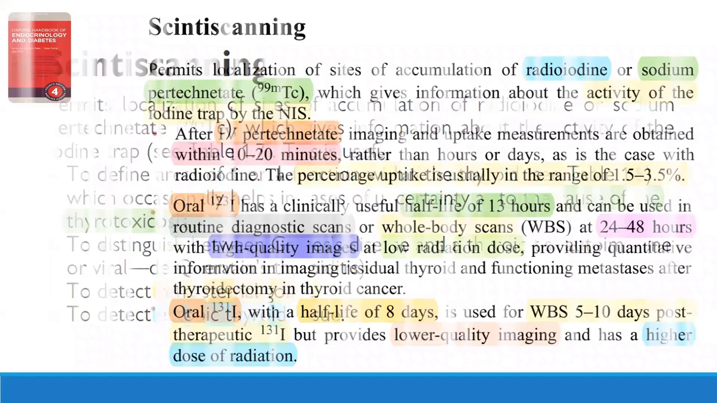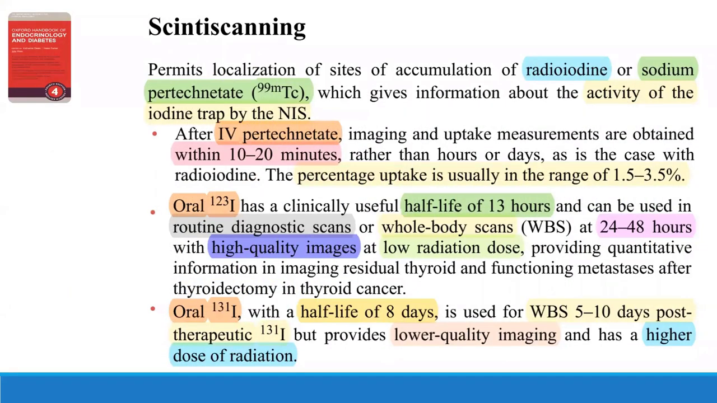So the scan permits localization of the site of accumulation of radioiodine or sodium pertechnetate, which gives information about the activity of the iodine trapped by the sodium iodide co-transporter. Pertechnetate is given intravenously and has a short half-life. Within 10 to 20 minutes, we take an image of the thyroid region. The percentage of uptake is usually in the range of 1.5 to 3.5. This is the normal uptake of the technetium.